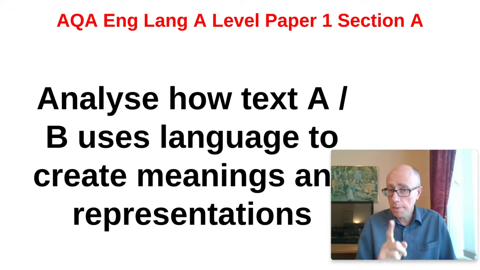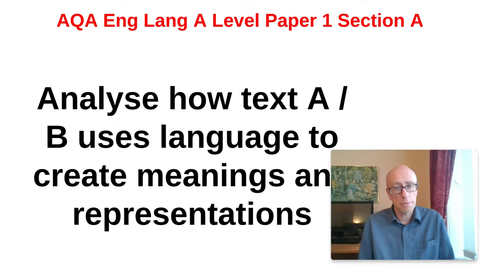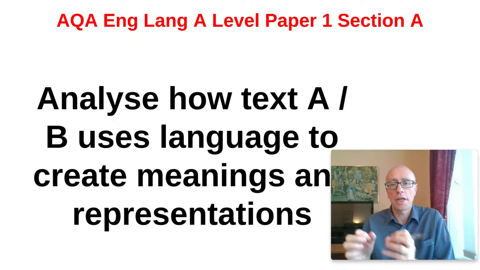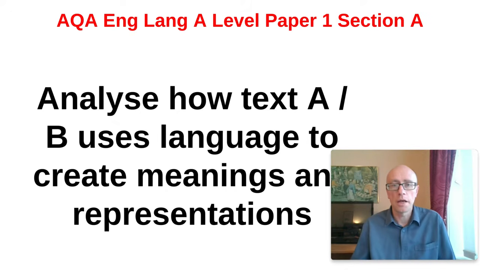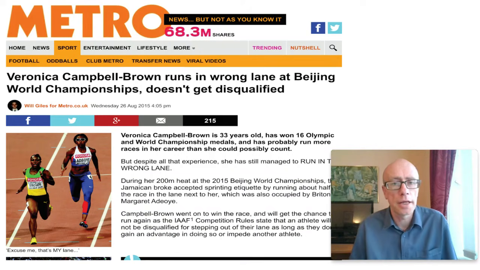And also remember this word representations. Remember, a representation is a version of reality, which is not necessarily the truth, the whole truth, and nothing but the truth. And therefore, text producers are trying to position you, the reader, in order to make you think and feel in a certain way through the versions of reality that they produce, i.e. the representations.